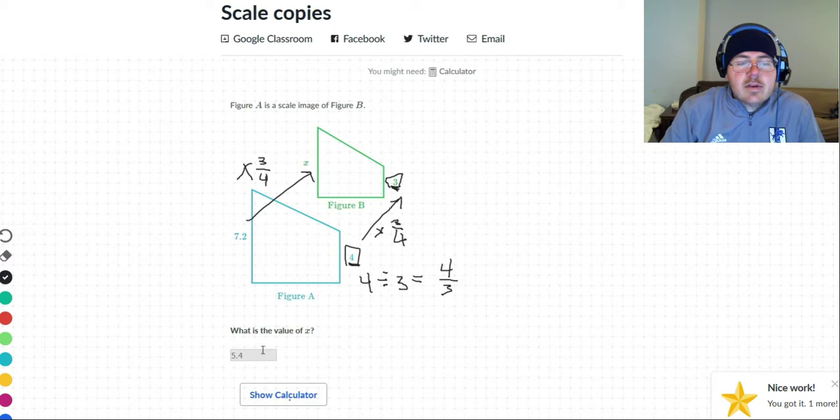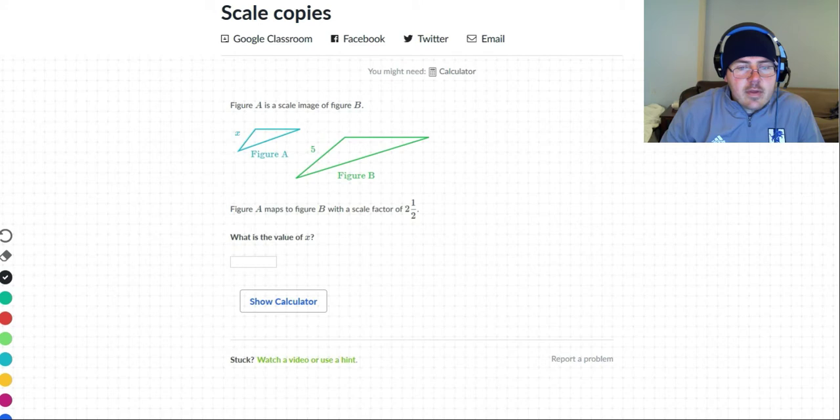Let's do another one, because that can be a little intimidating for people that really struggle with fractions. Figure A maps. Okay, so here's another vocab term that they're throwing at you. Figure A maps. That's their way of saying they're similar shapes. So figure A maps to figure B with a scale factor of 2.5. Okay, so we go from A to B with a scale factor of 2.5. So what is the value of x?